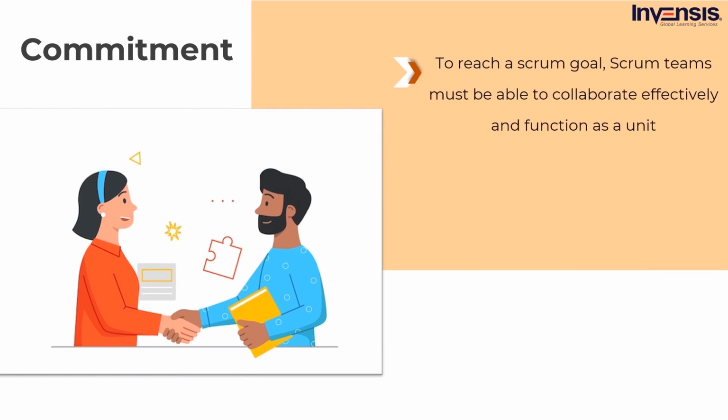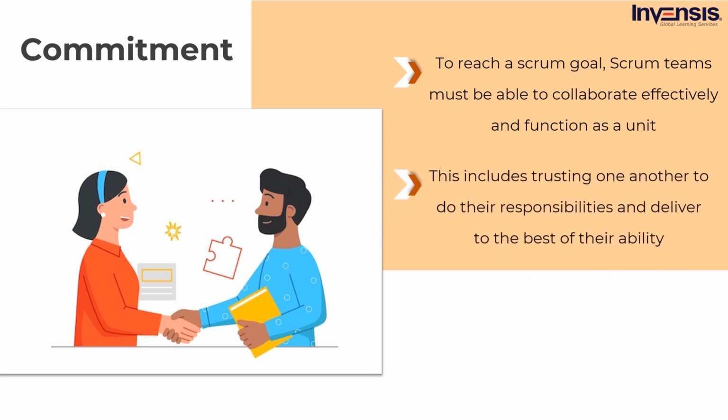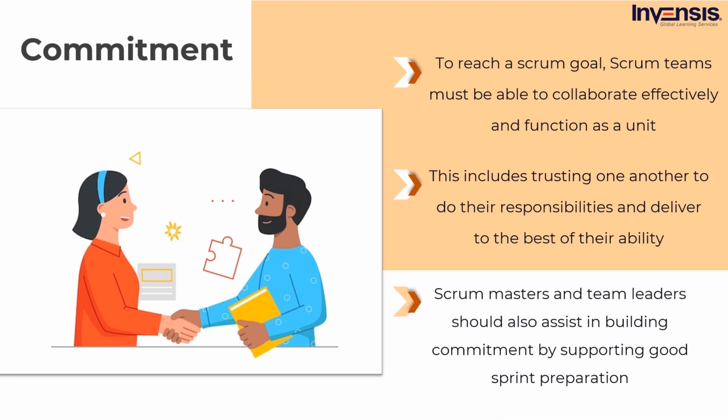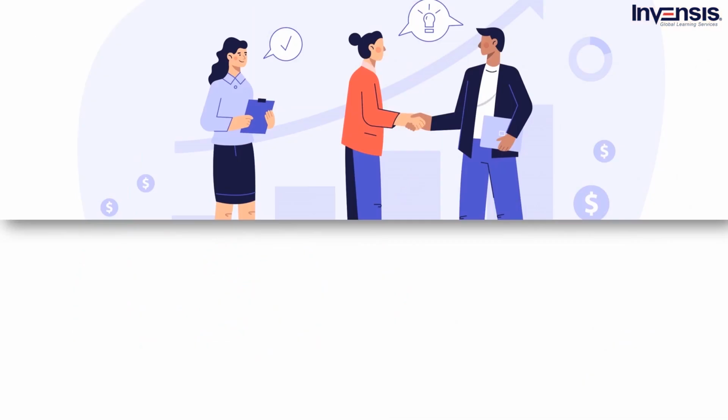Scrum leads to success by virtue of each individual's commitment to the success of the project. To reach a Scrum goal, Scrum teams must be able to collaborate effectively and function as a unit. This includes trusting one another to do their responsibilities and deliver to the best of their ability. This will only happen if every member of the team is fully committed to the team and the project. Scrum Masters and team leaders should also assist in building commitment by supporting good sprint preparation and shielding teams from mid-sprint scope changes and extra pressure.